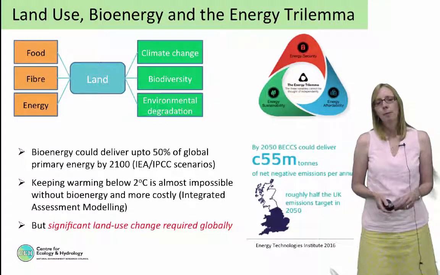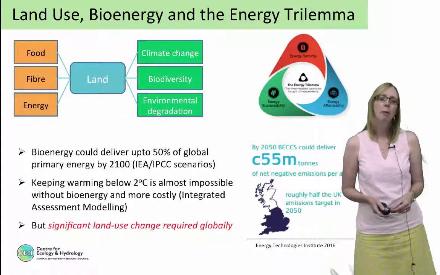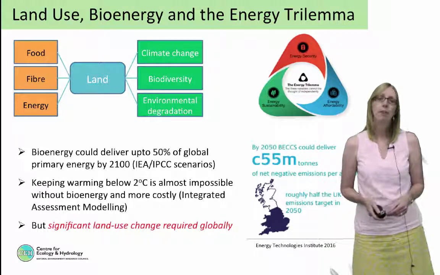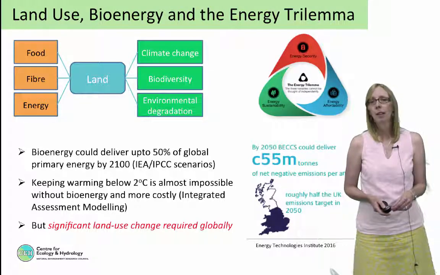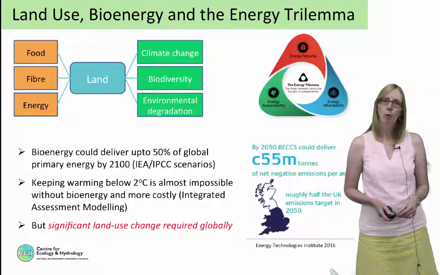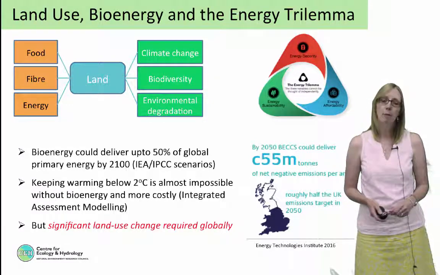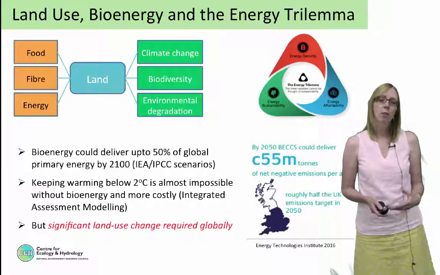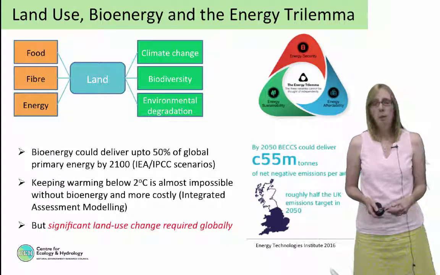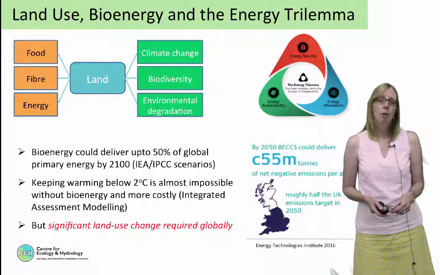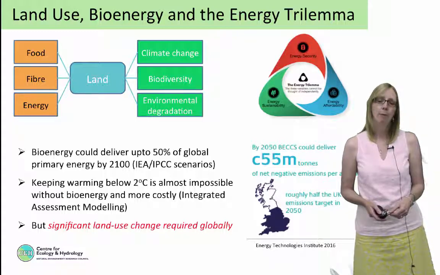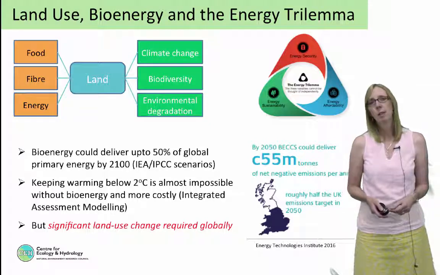Now, bioenergy does have real potential benefits. There are studies which show that it could deliver up to 50% of global primary energy by 2100. If it's successfully combined with carbon capture and storage technologies, it could deliver net negative emissions. And there are plenty of studies which show through integrated assessment modelling that without bioenergy, keeping warming below 2 degrees will be almost impossible and will certainly be more costly. So there are real potential gains here, but there's also significant concerns because of this land use change requirement.